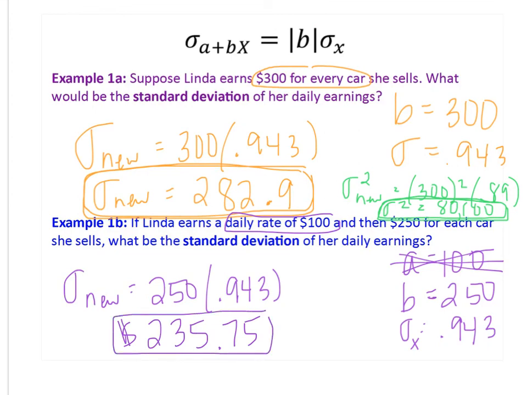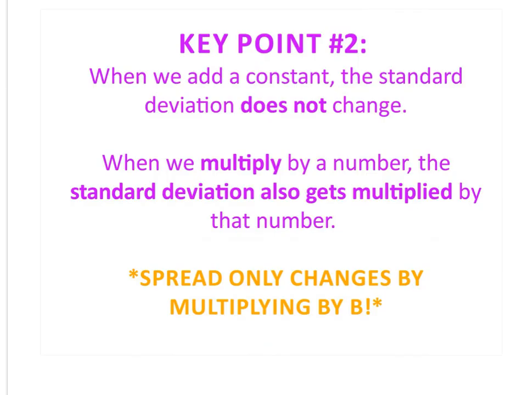So her spread, Linda selling cars, the spread of her distribution for example B, or this second option, is smaller than her spread for example A. Remember, standard deviation measures spread. And like we remember from chapter 2, the spread only changes by multiplying by B. So spread only changes from B. When I add a constant, the standard deviation does not change. But when I multiply, the standard deviation also gets multiplied.